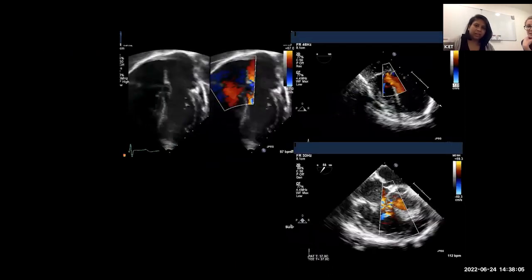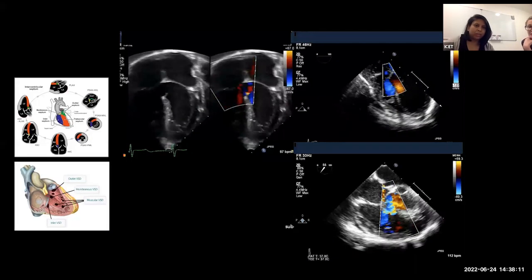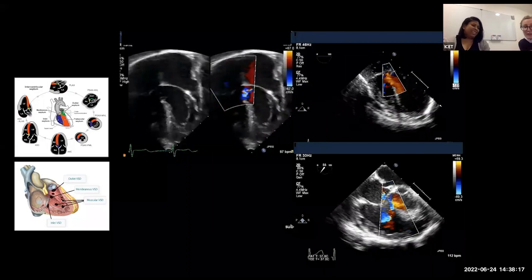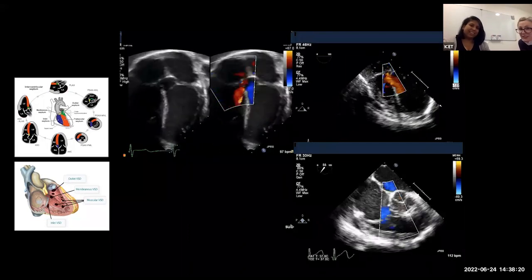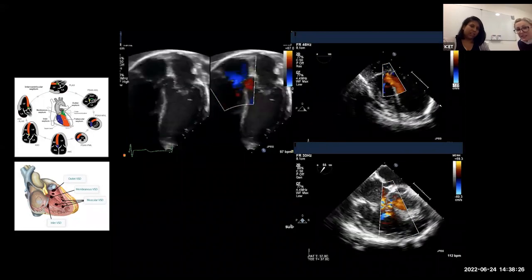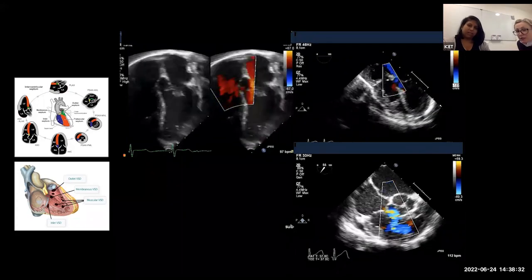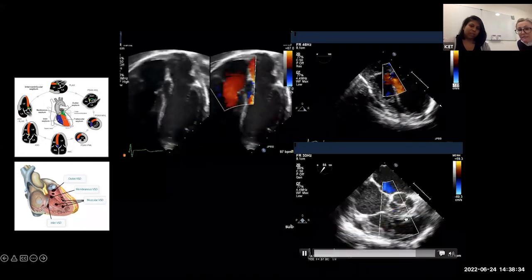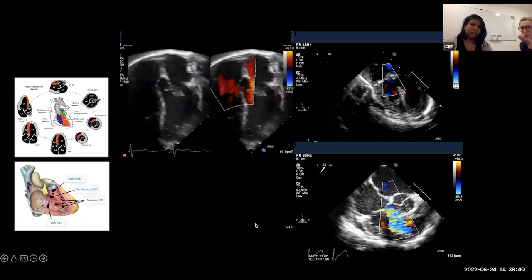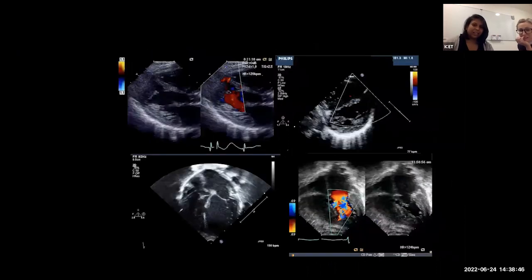Alrighty, here's another one. I'll be nice and bring the little key up so you can have a look. It looks like an inlet VSD, maybe. And why is that? It's just distal to the AV groove. And this, I think, is another view of that same kind of VSD. Yes, it is an inlet VSD.